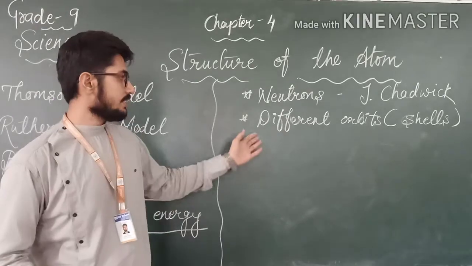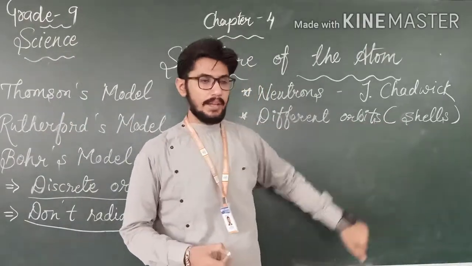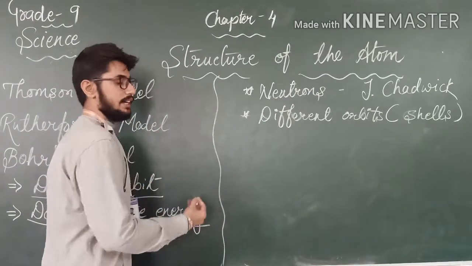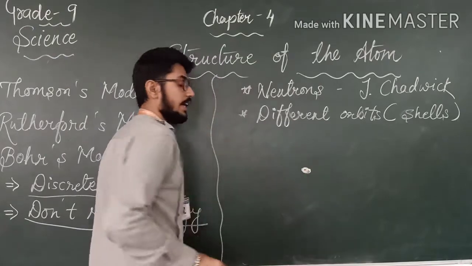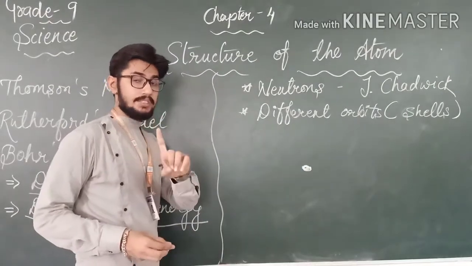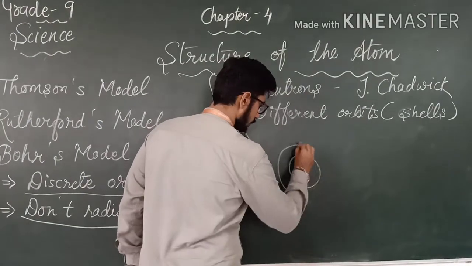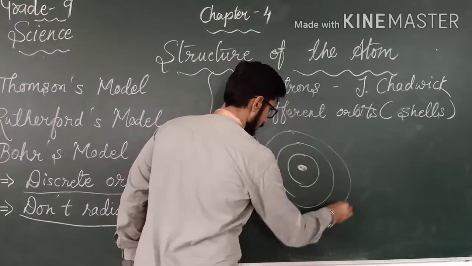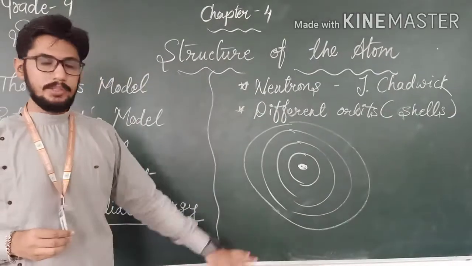So the next topic is different orbits, or we also call them shells. They are written over here in a bracket. So first we are going to draw the Bohr model atom, which has the nucleus in the center and 4 orbits. Again I am saying, total 4 orbits only. Now I am having 4 orbits over here.